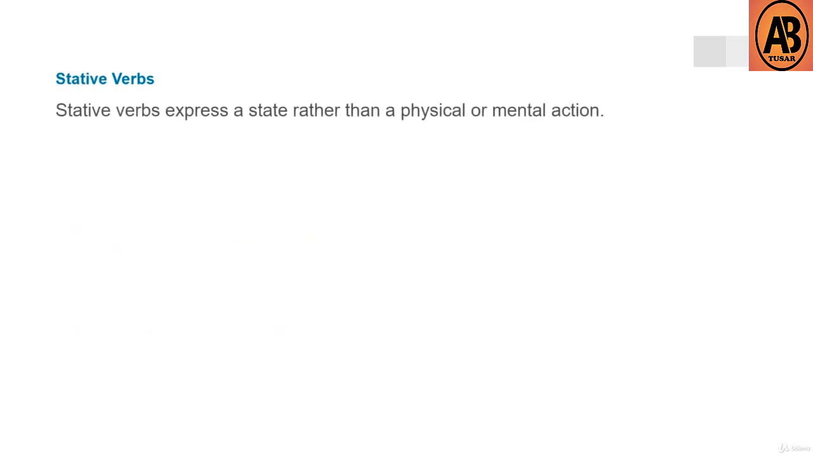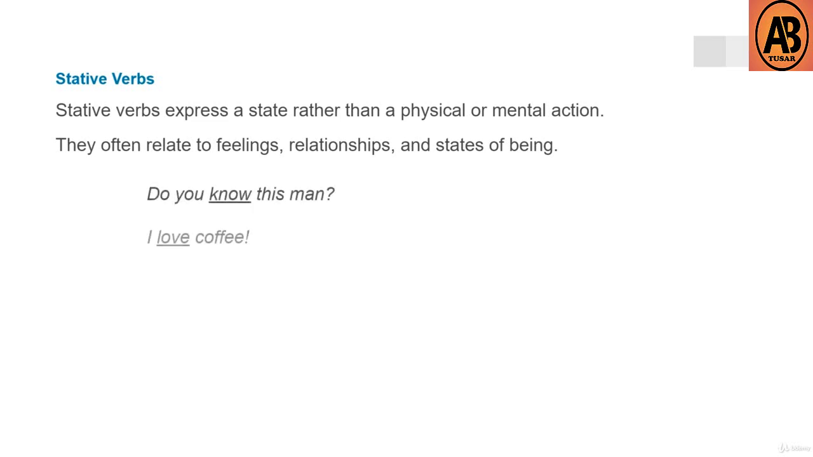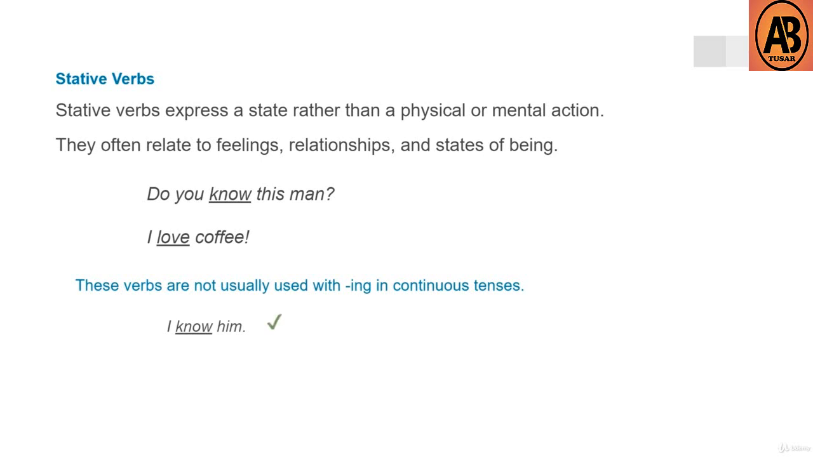Stative verbs express a state rather than a physical or mental action. These often relate to feelings, relationships, and states of being. Here are some examples. Do you know this man? This is a state of knowing. Here the verb is know. And I love coffee. The verb is love. These verbs are not usually used in the continuous tenses with the ing form. So we say I know him, not I am knowing him.